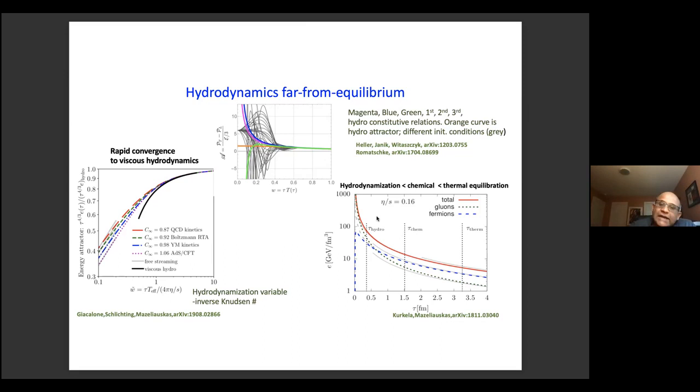Now, there's a very interesting interplay between this phenomenon of hydrodynamization and how a system of highly overoccupied gluons becomes an equilibrium system of both quarks and gluons. So quarks are produced at a later time than gluons. And so there's a chemical equilibration process that sets in, which actually occurs well before the system reaches a kinetic equilibration. And this is also something that one can follow and try to quantify and compare to results from experiments at RHIC and the LHC.